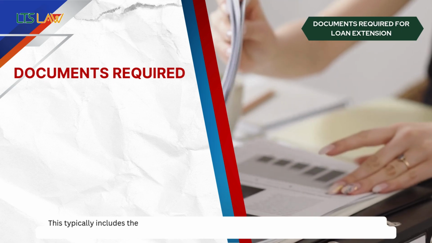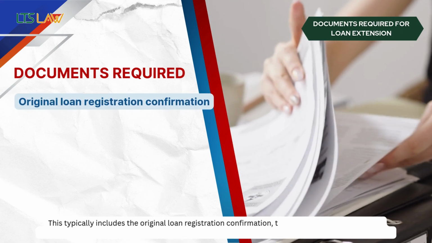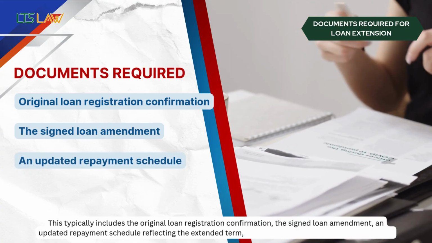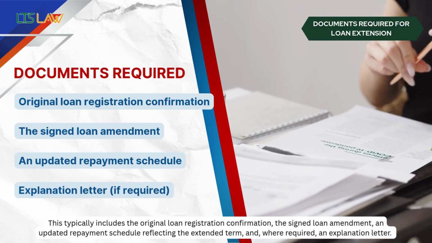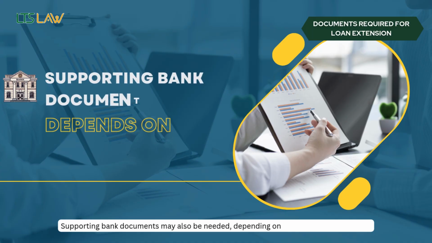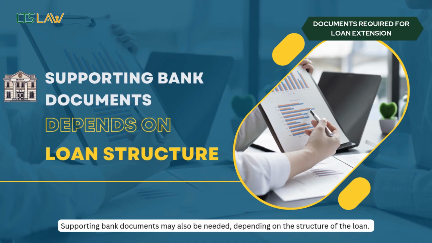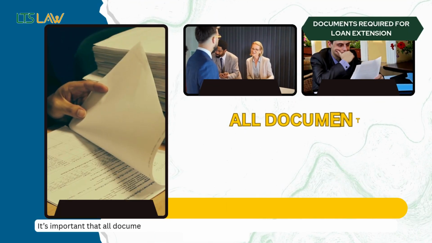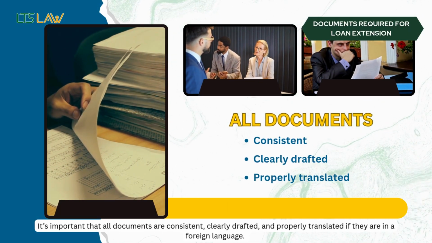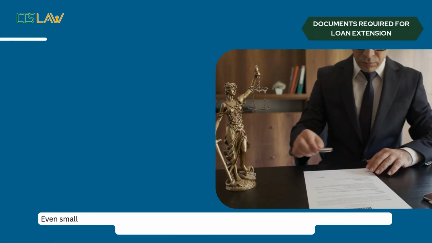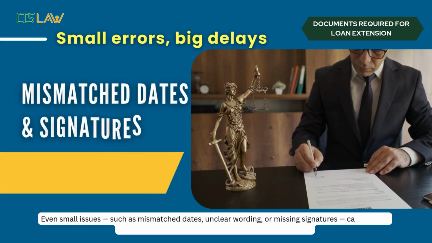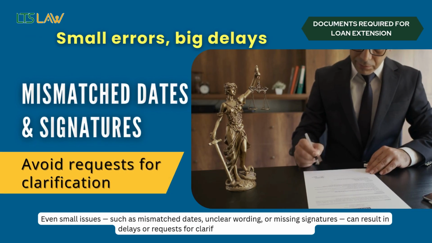This typically includes the original loan registration confirmation, the signed loan amendment, an updated repayment schedule reflecting the extended term, and, where required, an explanation letter. Supporting bank documents may also be needed, depending on the structure of the loan. It's important that all documents are consistent, clearly drafted, and properly translated if they are in a foreign language. Even small issues, such as mismatched dates, unclear wording, or missing signatures, can result in delays or requests for clarification from the authorities.